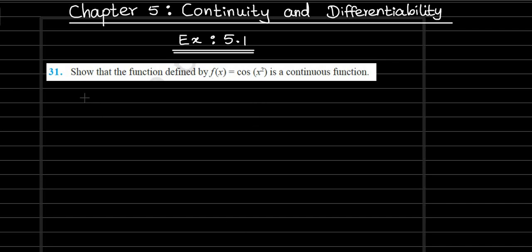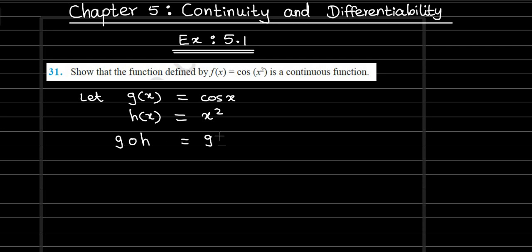Now let me take g of x as cos x and h of x as x square, and we studied the composition of functions in the first chapter. So the composition of g and h, g composite h, can be rewritten in the form g of h of x. Inside the bracket we have h of x, so let me replace h of x with x square. Then we get g of x square.